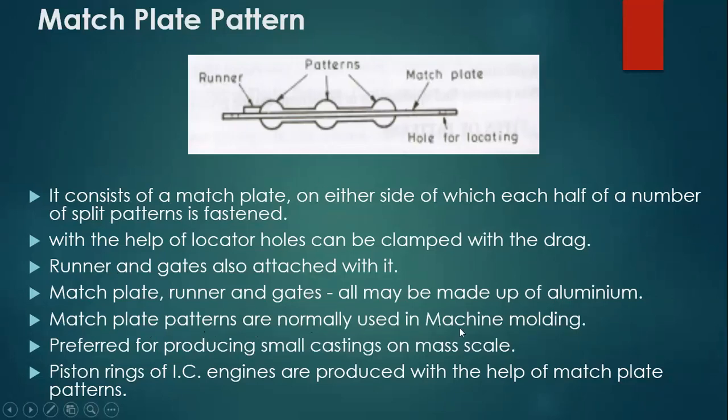Match plate patterns are normally used in machine molding. As this is made up of metal, this pattern will withstand the force exerted by the machine while ramming of the molding sand. That's why it is suitable for machine molding. Preferred for producing small castings. You can see the size of the pattern is small. Obviously that's why the size of casting will be less, but the number of castings we can produce is large. That's why it is suitable for small castings on a mass scale. Piston rings of IC engines are produced with the help of match plate pattern.